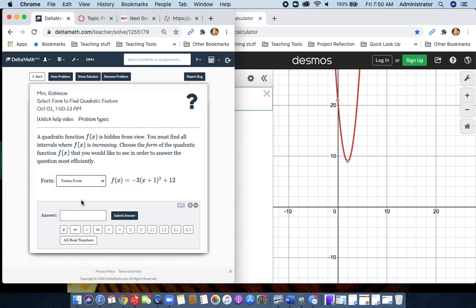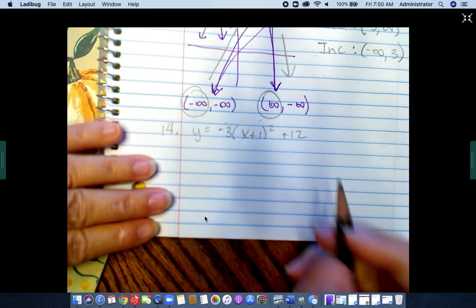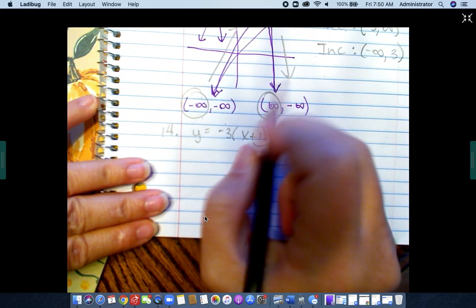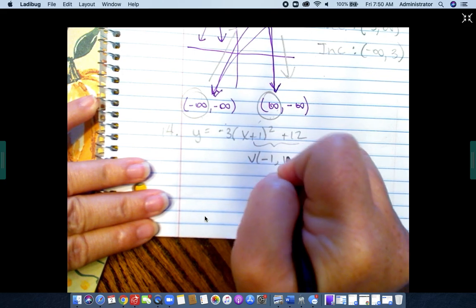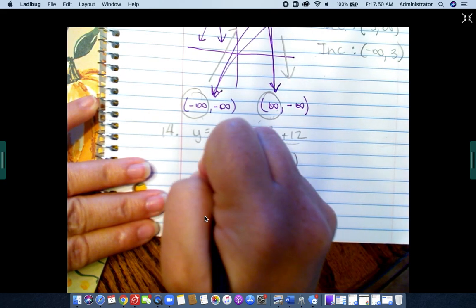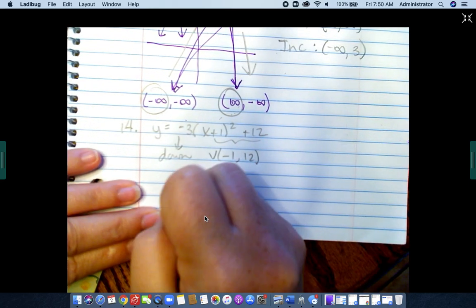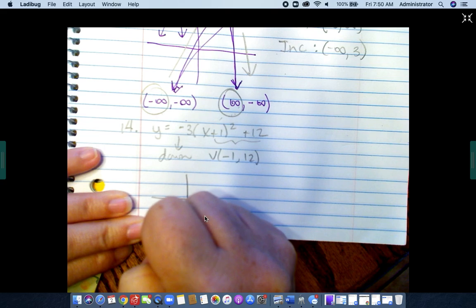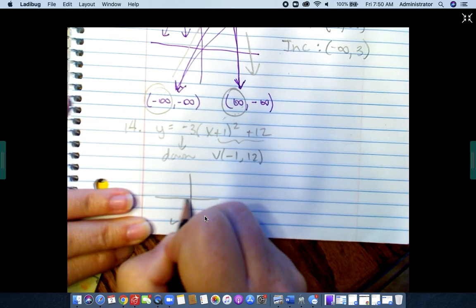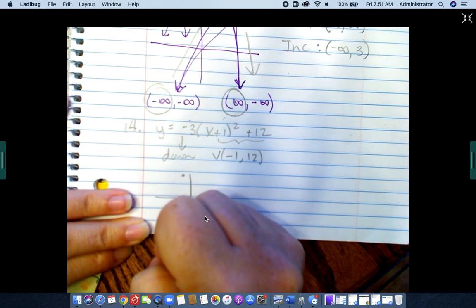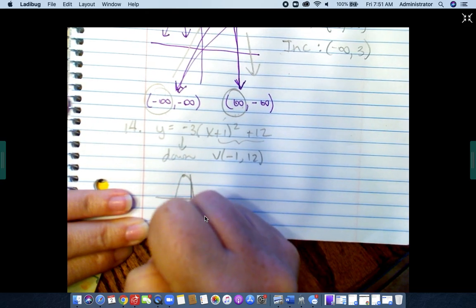So again, we want vertex form. Write your equation, -3 times the quantity x plus 1 squared plus 12. And what do we know? We know that the vertex is (-1, 12), and it opens down because it's a negative a value. So you don't have to do anything fancy. I just want you to draw a vertex. Now the vertex is at (-1, 12), which is somewhere up here. So it's going to do something like that.